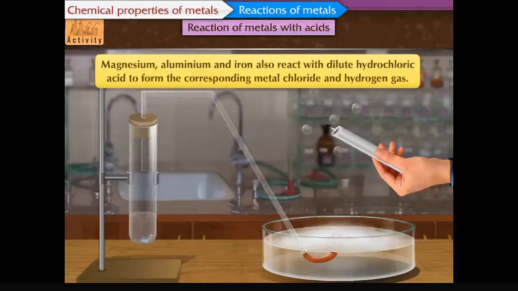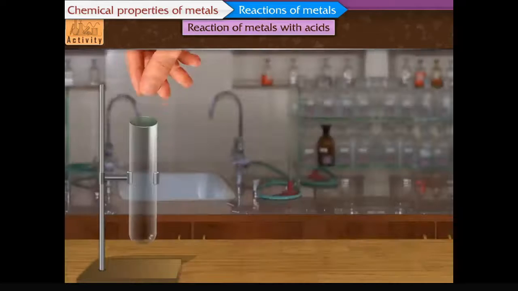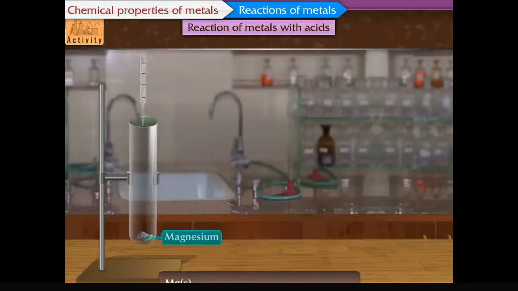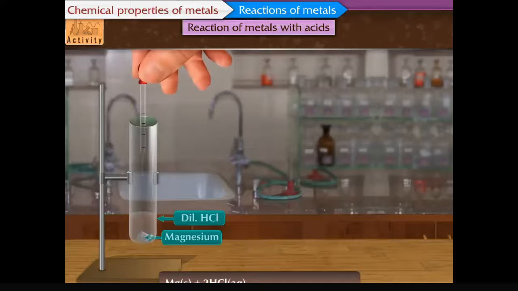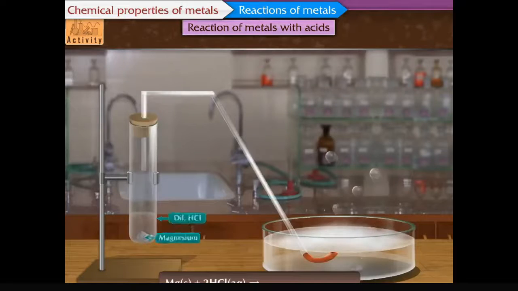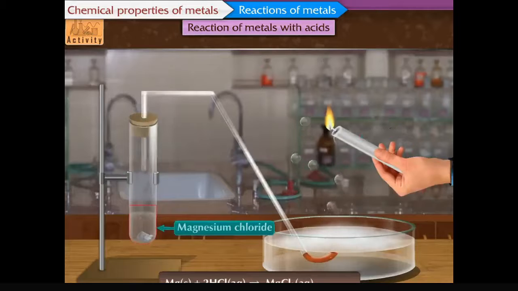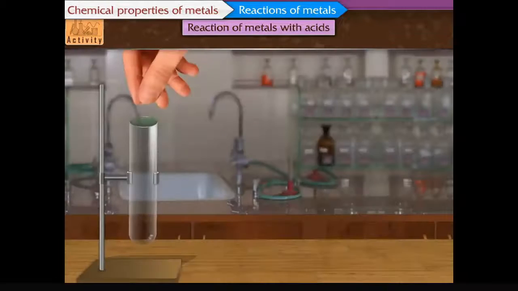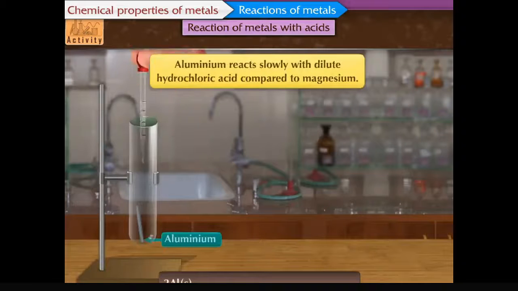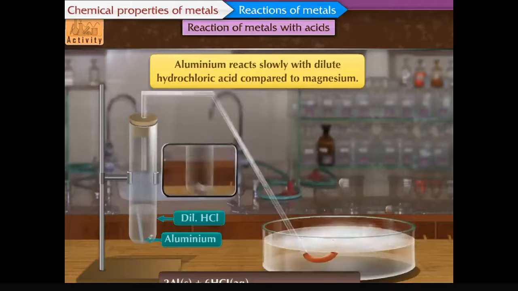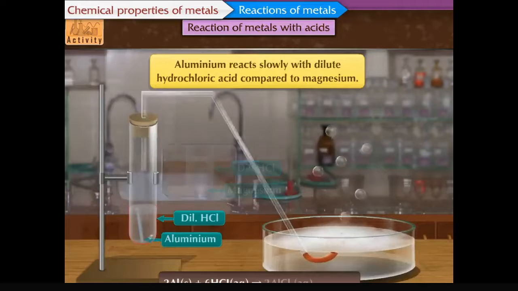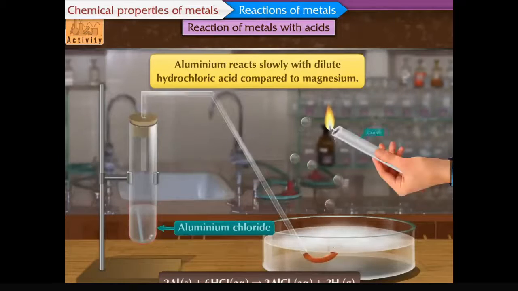Let us see the reactions. Magnesium reacts rapidly with dilute hydrochloric acid to form magnesium chloride and hydrogen gas. Aluminium reacts slowly with dilute hydrochloric acid compared to magnesium to form aluminium chloride and hydrogen gas.